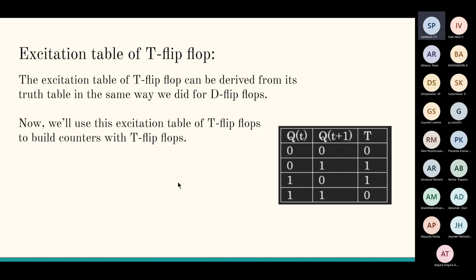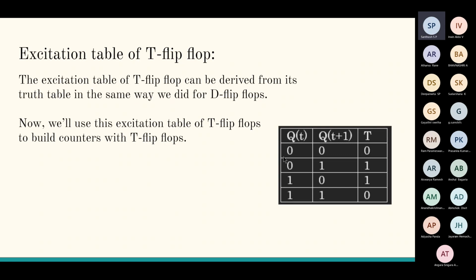Q(t) can take two values, 0 or 1, and Q(t+1) can also take 2 values, 0 or 1. So there are 4 entries in the table, 4 different possibilities. We'll consider these possibilities one by one. First, whenever the present state Q(t) is 0 and the next state Q(t+1) is 0, the flip-flop input T is 0. As the present state and the next state are the same, the flip-flop input is 0.